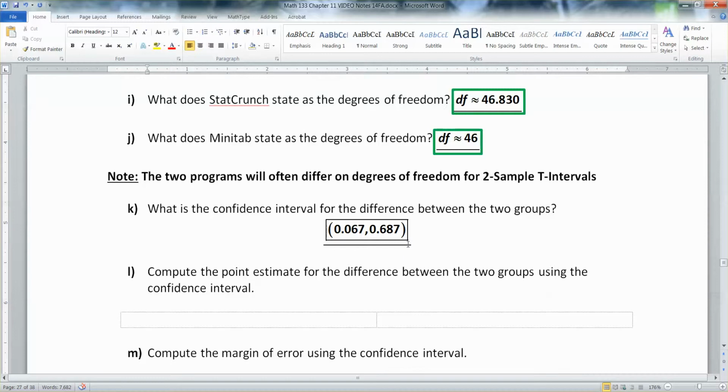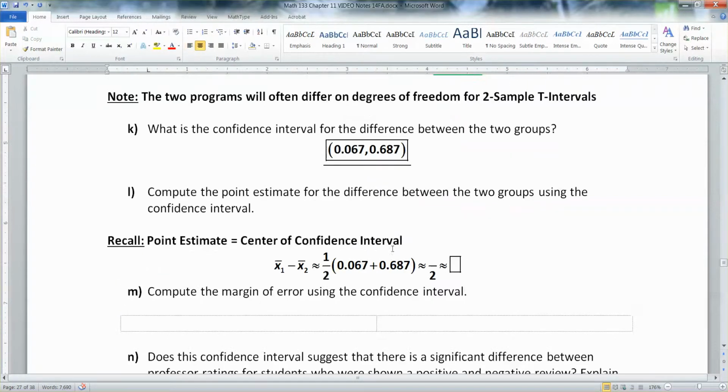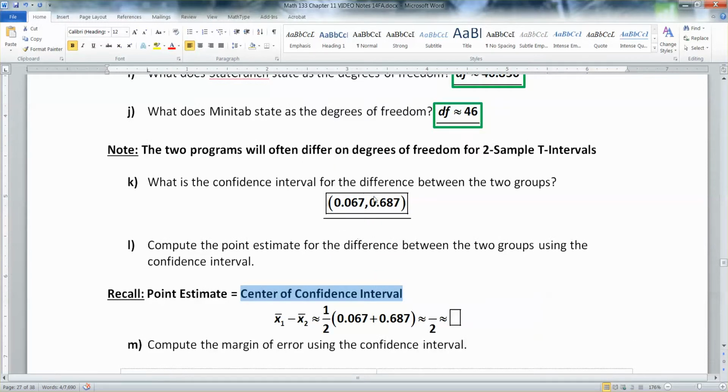There. All right, now we want to compute the point estimate for the difference between the two groups using the confidence interval. Okay, that's key. We're going to use the confidence interval to do this. All right, so remember that the point estimate is in the center of your confidence interval. So let me remind you of that. Now, since it's the center of the confidence interval, what I want to do is take the low end and the high end, add them up, and divide by 2. And I'll know what my middle is.